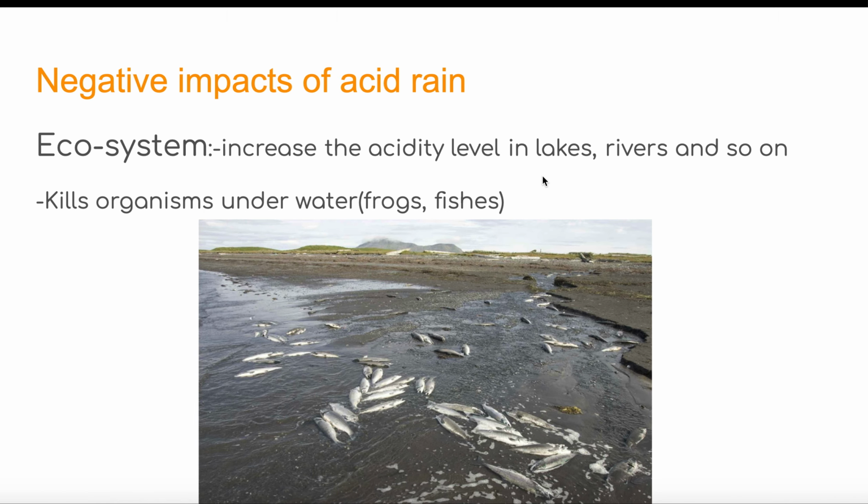After that, the water body will be polluted, which means the water in the lakes or the rivers will be acidic, and that acidic water is able to kill organisms in the water such as fish and frogs. To be more specific, the way acidic water kills frogs is by killing the food of the frogs. With a shortage of food supply, frogs will be endangered. That sounds horrible, right?